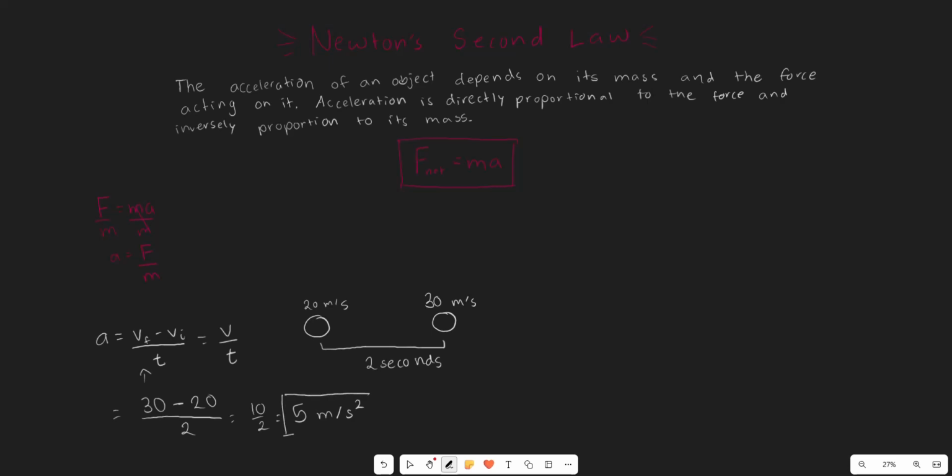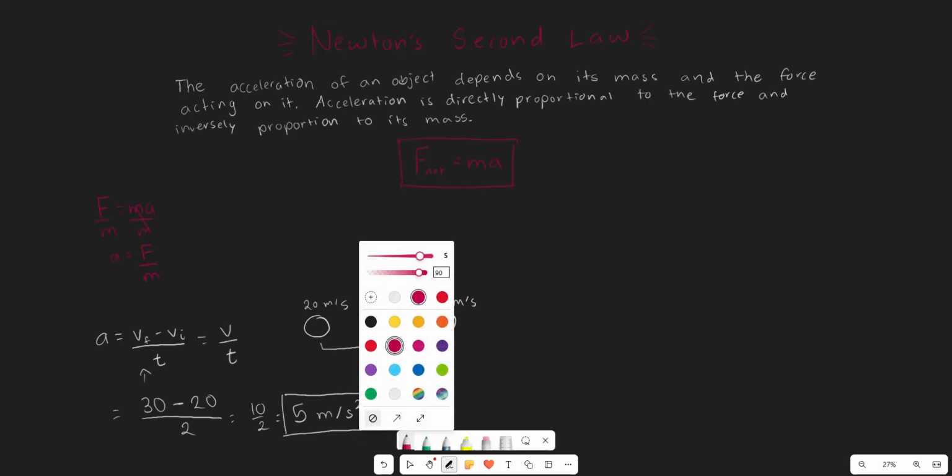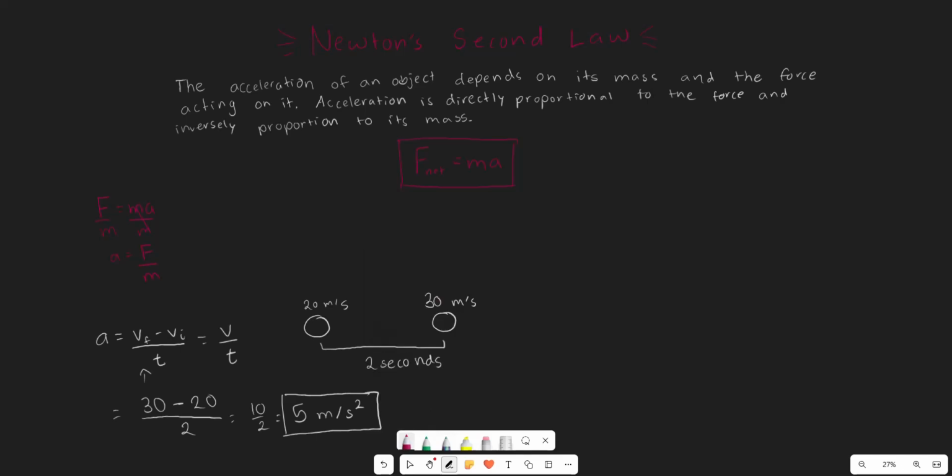Acceleration is measured in meters per second squared because velocity is measured in meters per second and time is measured in seconds. So divide those two, we get meters over second squared. That is what acceleration means. Now that we know what the law actually means and what acceleration is, we can work through some problems using Newton's second law equation.